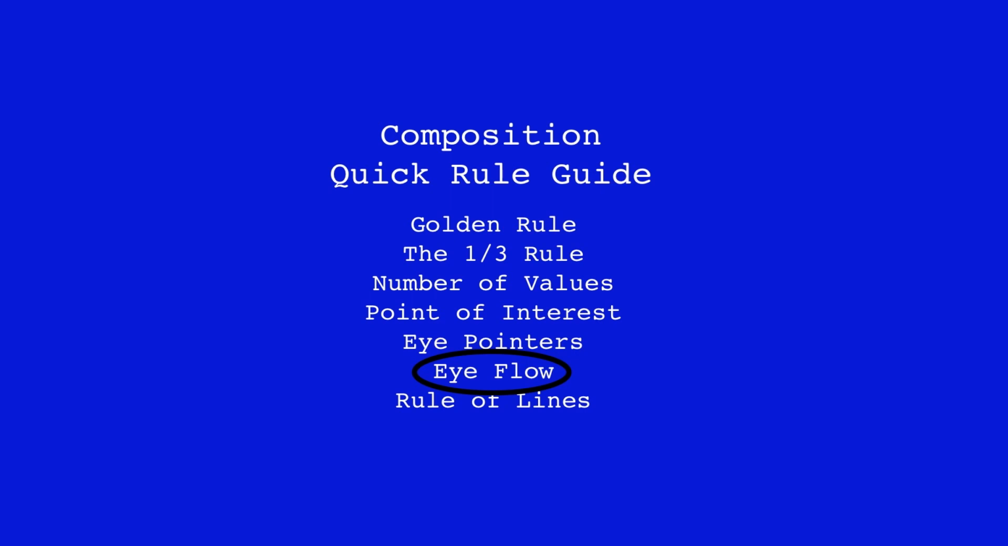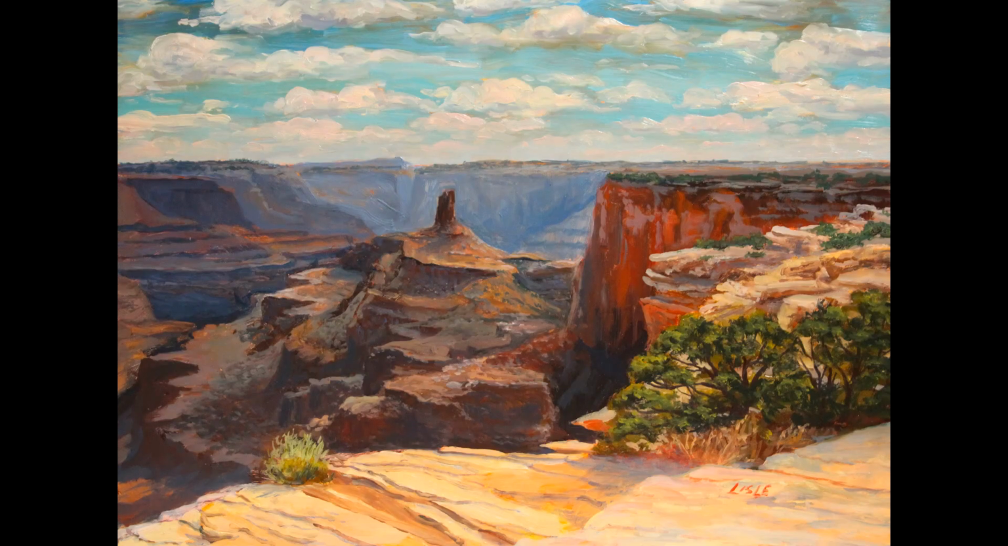Rule number 6, eye flow. Let's look at the painting of the Grand Canyon again. This painting has great eye movement. You not only have the lines directing you to the center of interest, but you also have other lines that make the viewer's eyes keep moving around the painting.